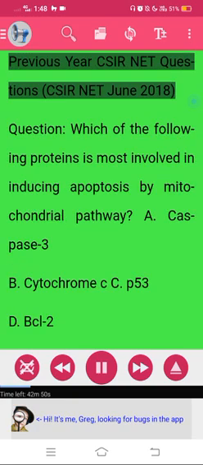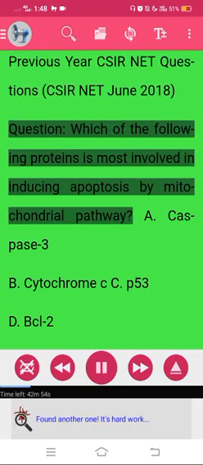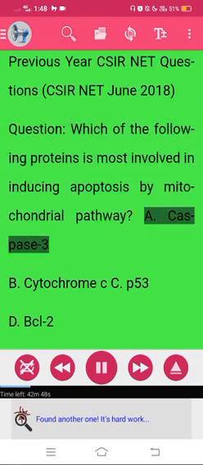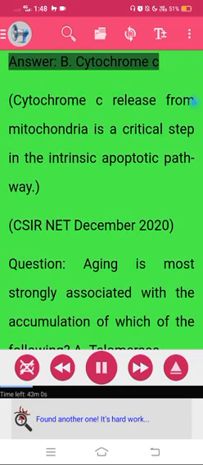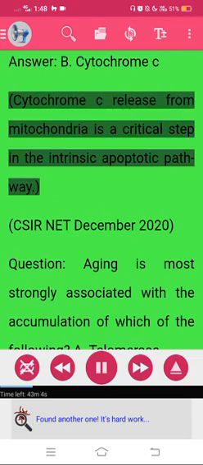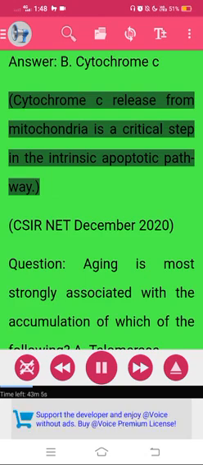Previous year CSIR-NET questions. CSIR-NET June 2018. Question. Which of the following proteins is most involved in inducing apoptosis by mitochondrial pathway? A. CASPASE3. B. Cytochrome C. C. P53. D. BCL2. Answer. B. Cytochrome C. Cytochrome C released from mitochondria is a critical step in the intrinsic apoptotic pathway.